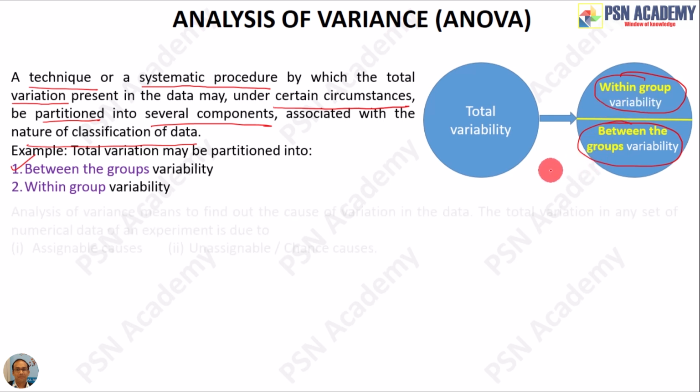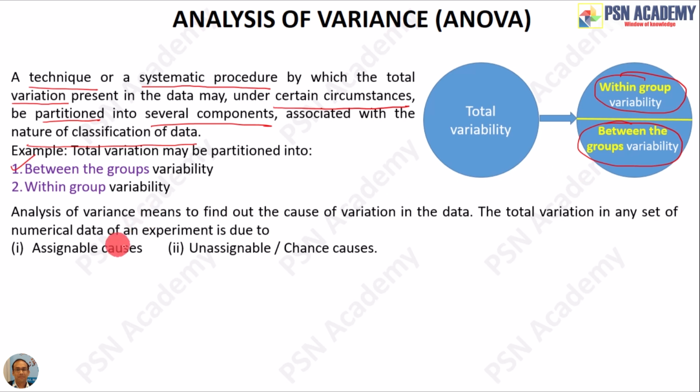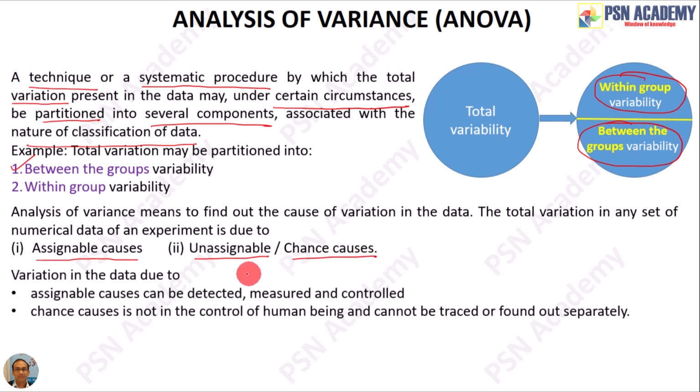Now before that, you should take care of these two causes that actually are responsible for the variation. The first one is assignable causes and the second one is unassignable or chance causes. Now what are assignable causes? Those causes that can be detected, measured and controlled.